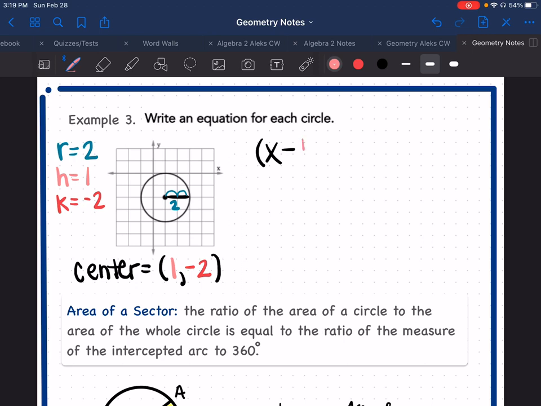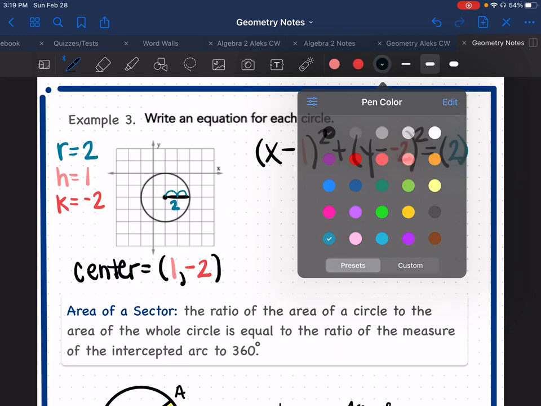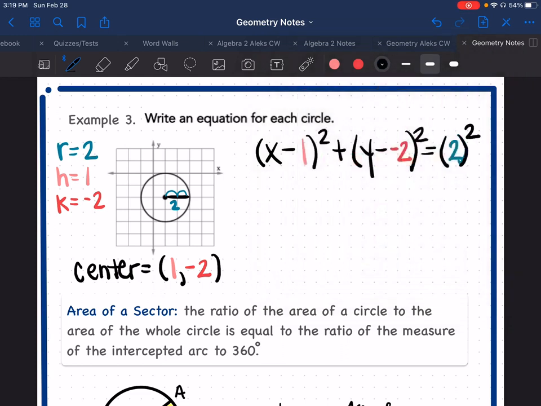X minus H squared plus Y minus K squared equals R squared. Now, don't forget with the R that you are actually multiplying the 2 times the 2. Yes, you do have to do that. And with my Y this time, I have my minus, so that is going to become a positive. Just be on the lookout for that. That's really the only thing that could trip you up. 2 times 2 is 4.